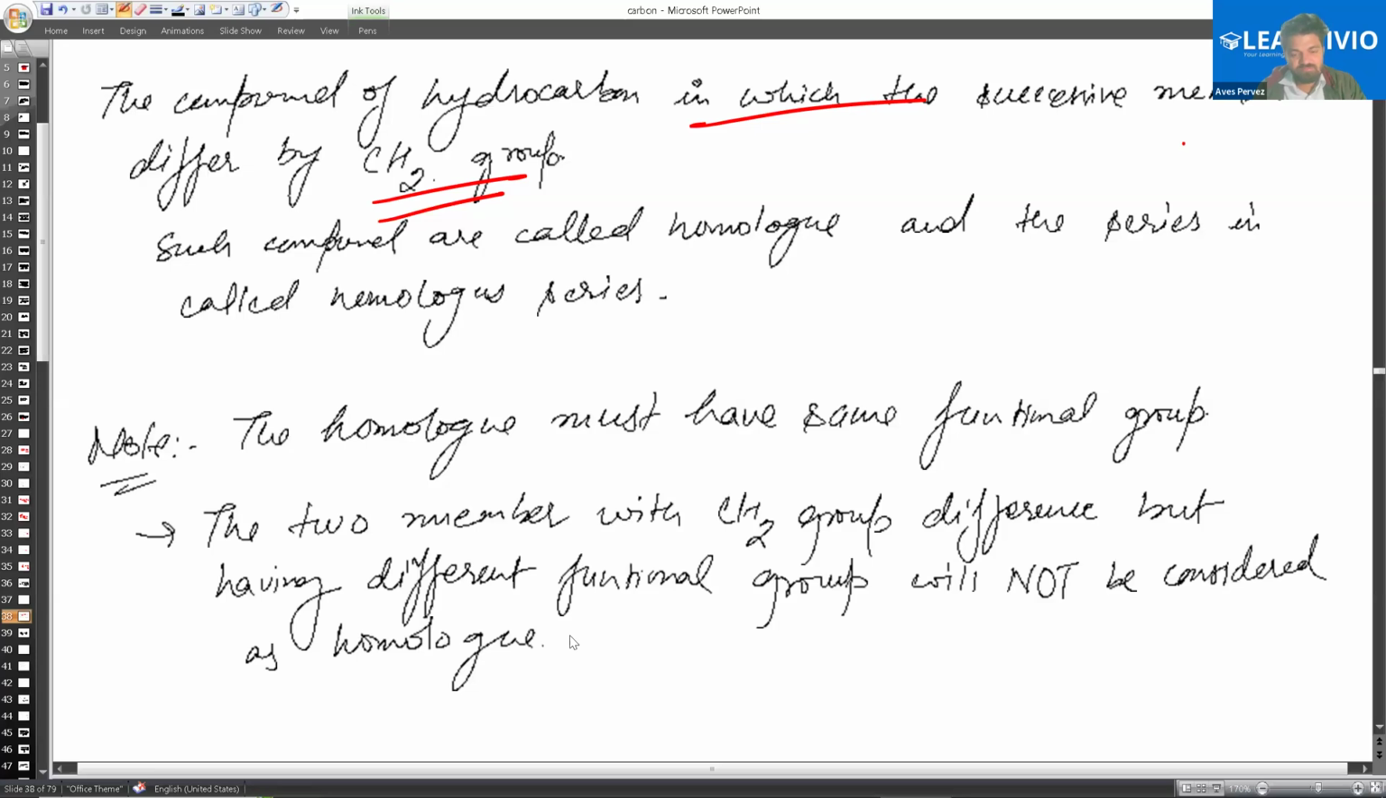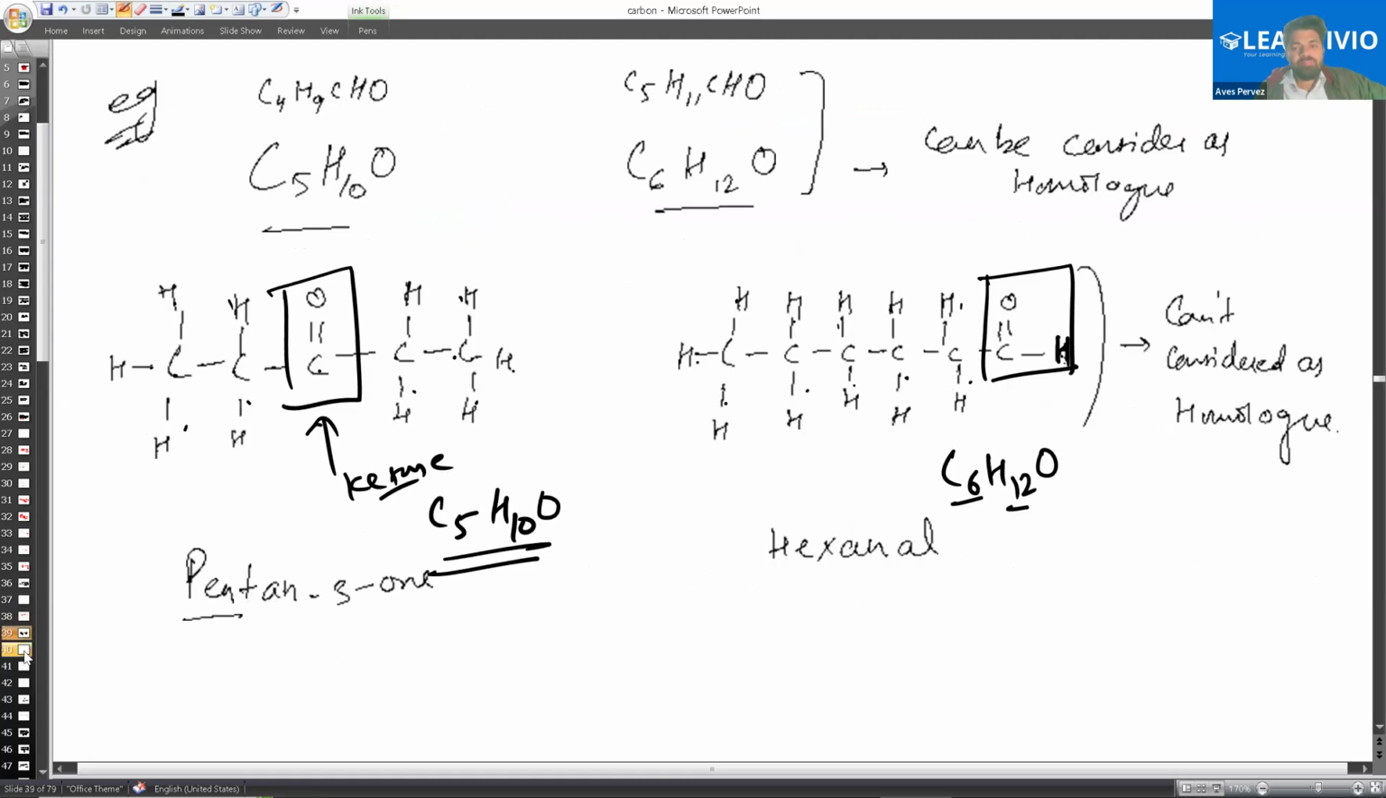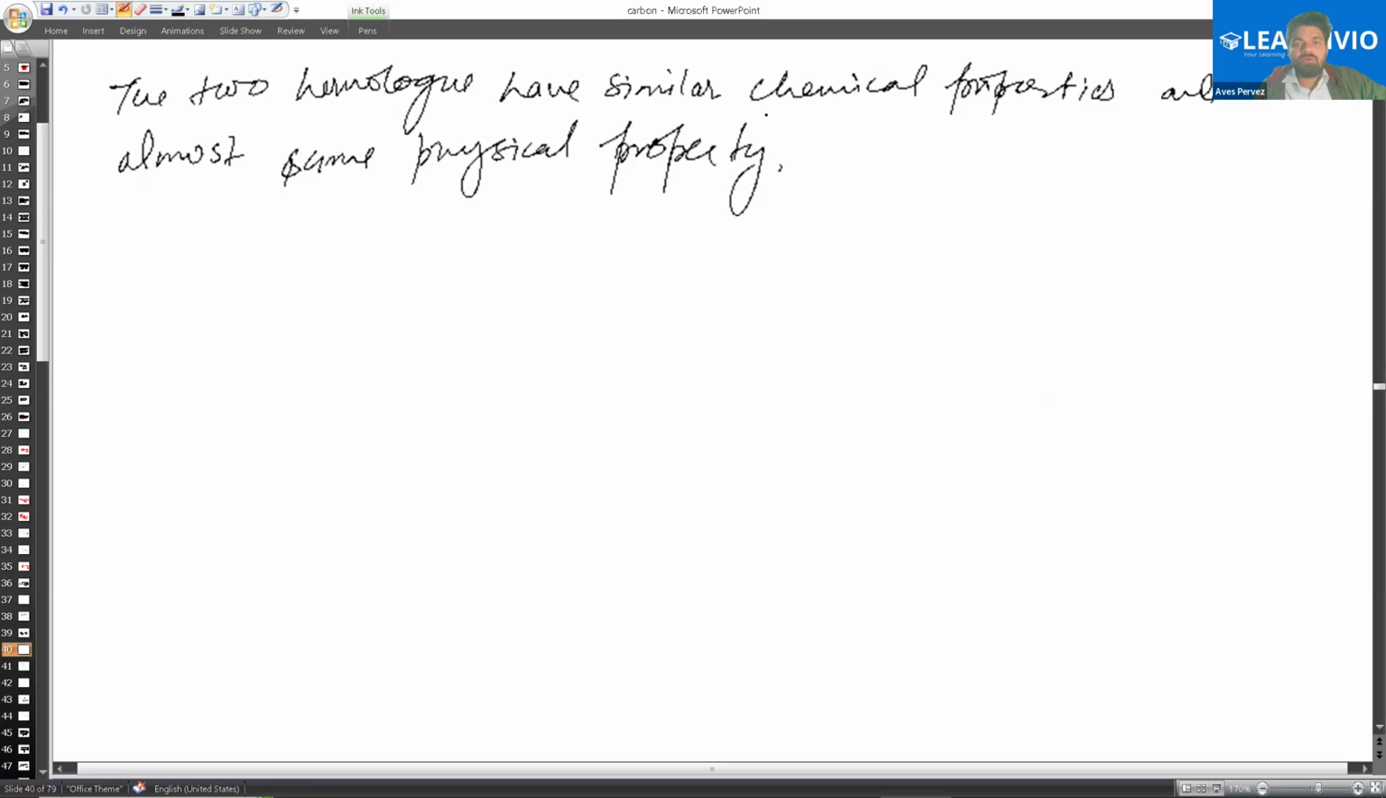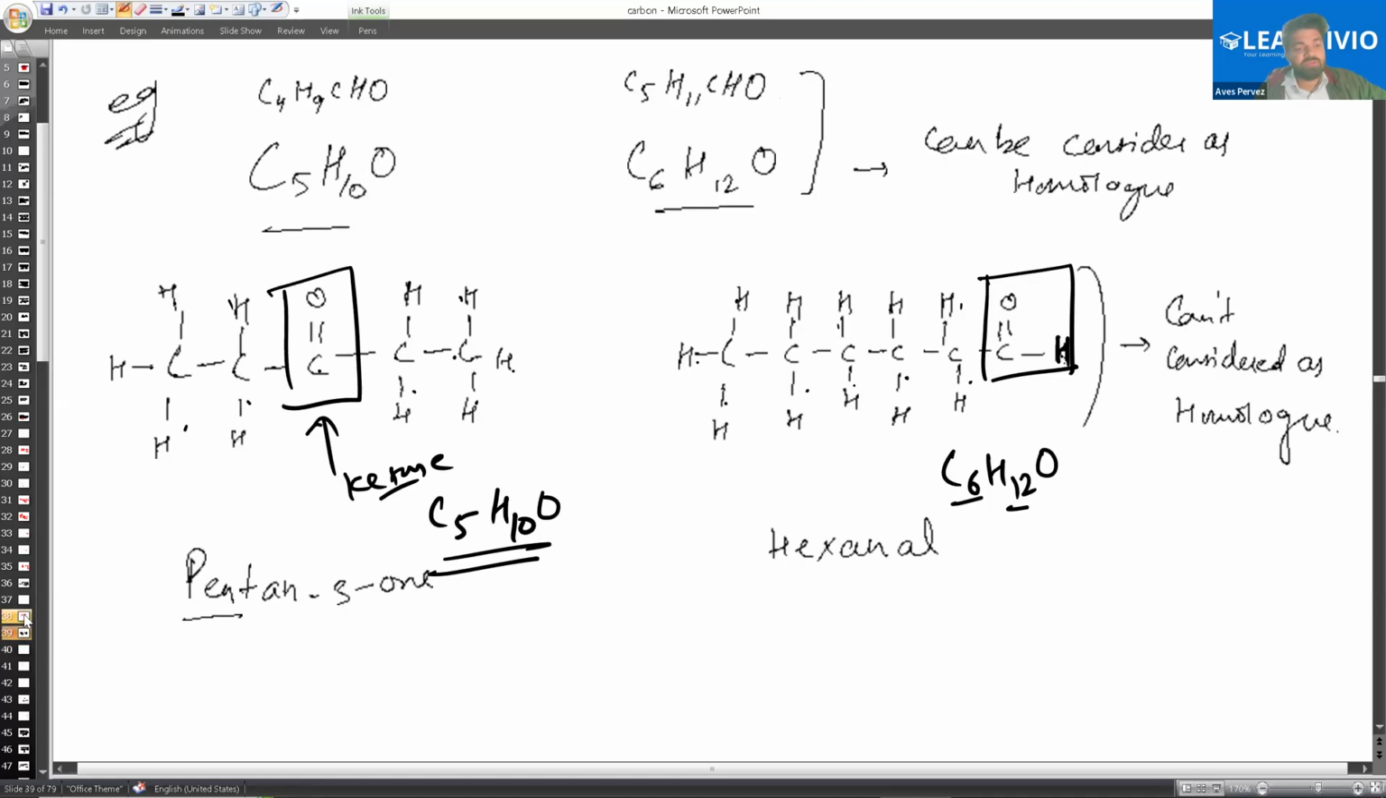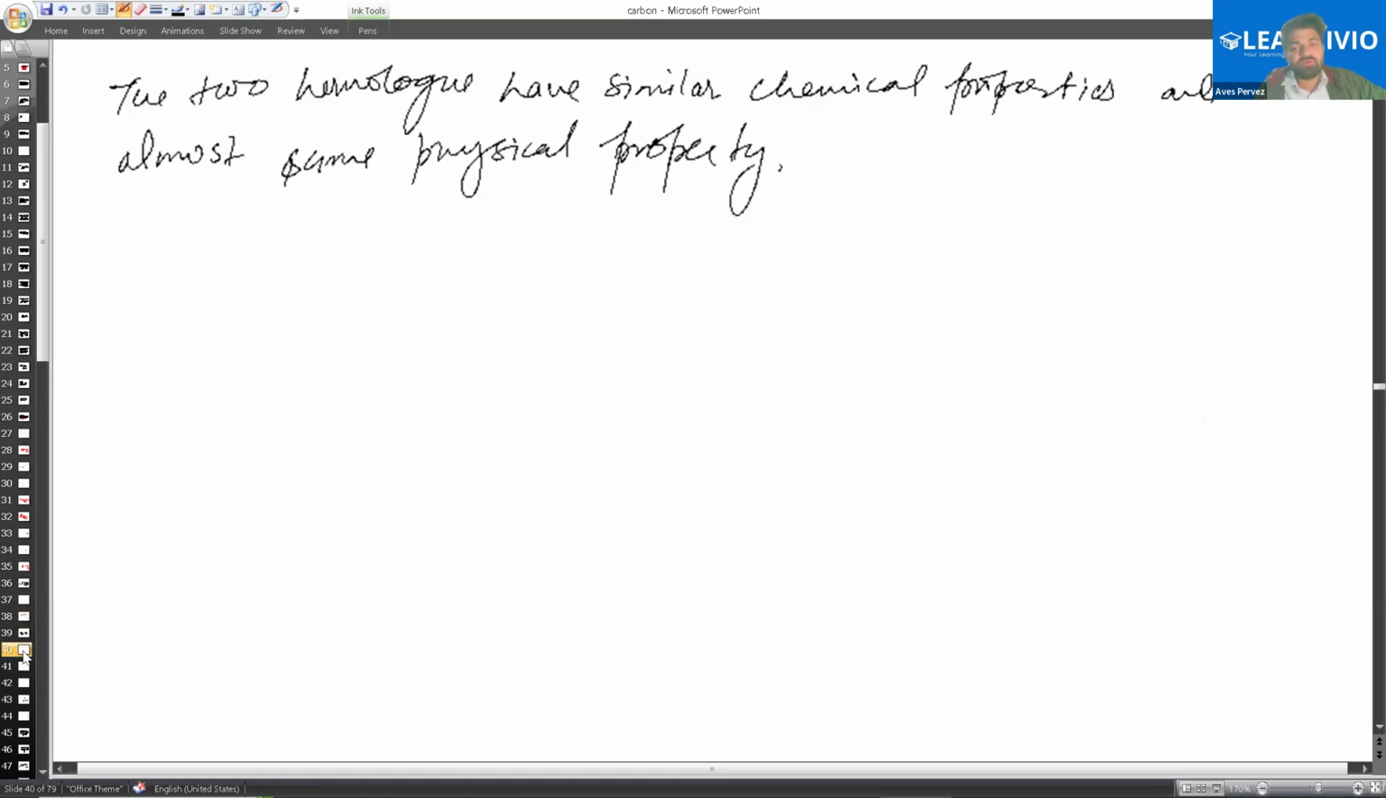Done, sir. Now, if I'm saying here that two homologs have similar chemical properties and almost the same physical properties, note it down. Iman, have you noted? Sir, I didn't write it. Note it down, just a minute. Homolog is very important. In the next class, I'm going to teach you that in detail.